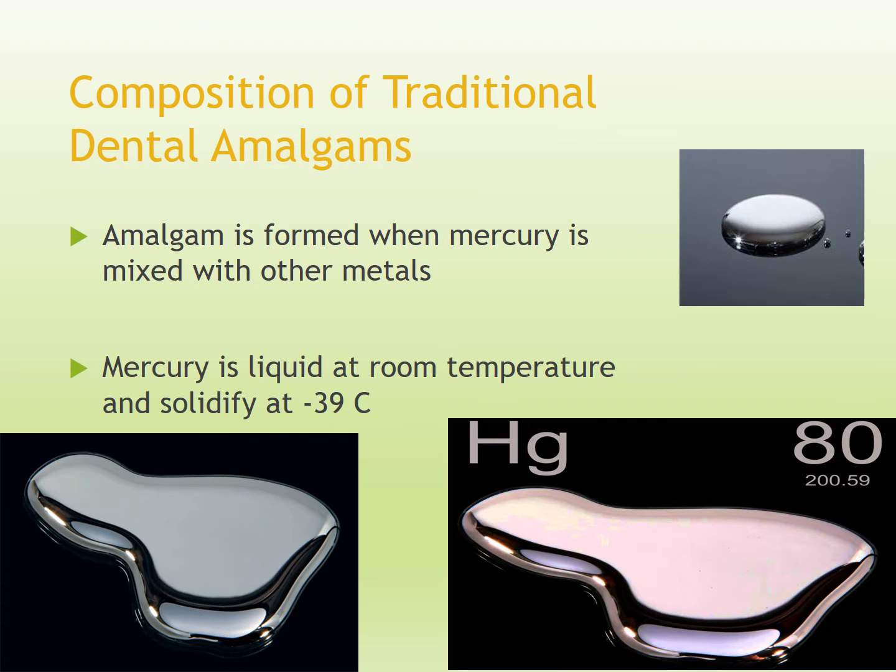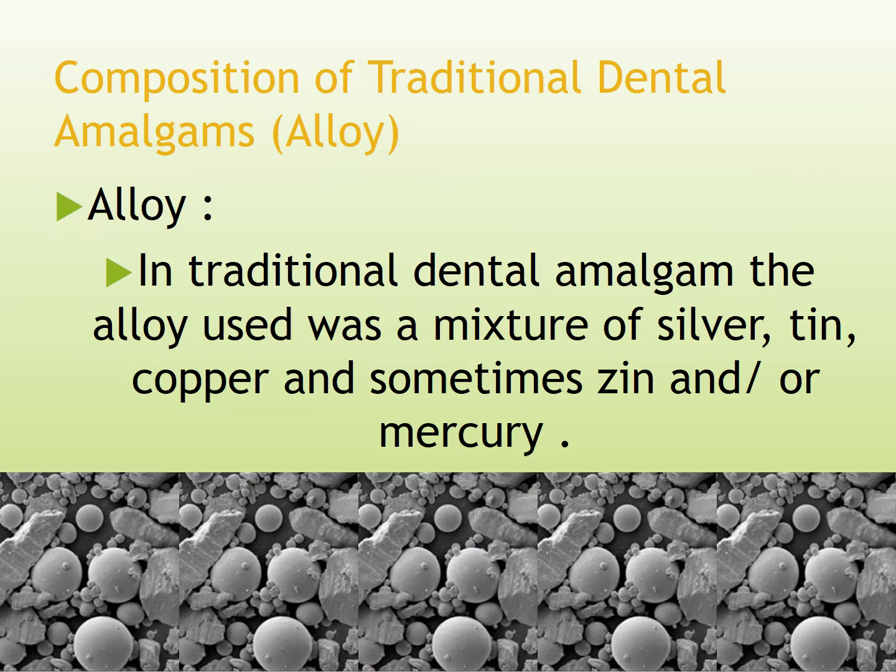So amalgam is formed when mercury is mixed with other metals. Mercury is liquid at room temperature, and you can see that from these three pictures. It will solidify at minus 39 degrees Celsius. The term dental amalgam is only used when you are referring to the material produced as a consequence of the reaction between mercury and an alloy.